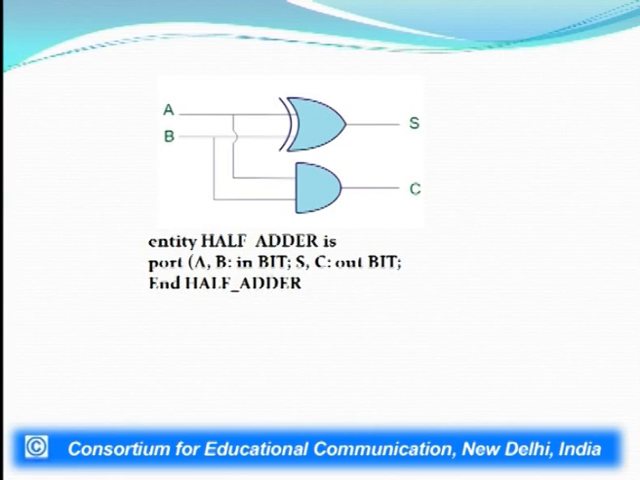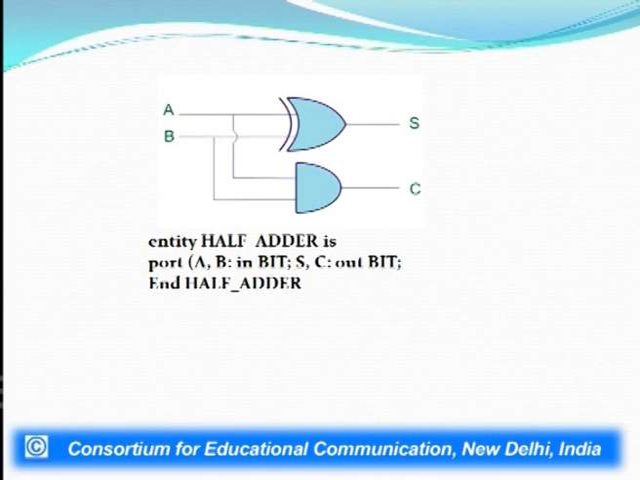So, as I can see, there are two ports A and B which are of mode in, specified by the keyword in, of type bit. Now, bit indicates that these ports can have a value of 0 or 1. Besides that, there are other types of ports also, which we will cover as we move forward in our discussion of the architecture body and entity declarations. Then there are S and C, which indicate the output bits. Again, mode out, that is, they are going to be giving me the output to the outside world, and again the outputs S and C will be of type bit, that is, they can have a value 0 or 1.